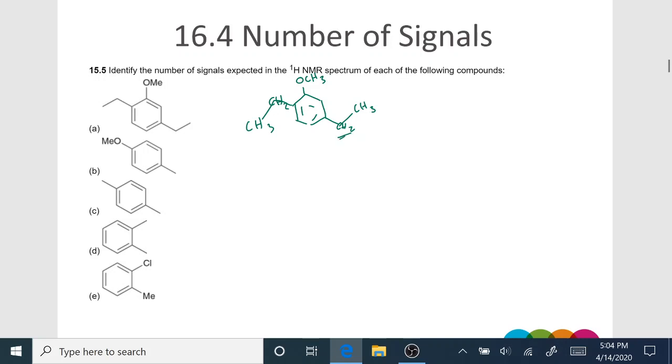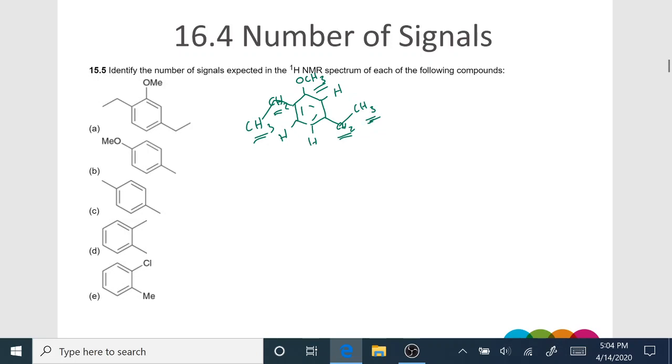These 2 hydrogens are equivalent to each other because we have a plane of symmetry right down the plane of the paper. These 3 hydrogens are equivalent to each other because they're a methyl group. These 3 are equivalent to each other. These 2 are equivalent because there's a plane of symmetry down the center of the paper. These 3 are equivalent to each other. And this one, and this one, and this one are all different from each other. So how many signals would we have?